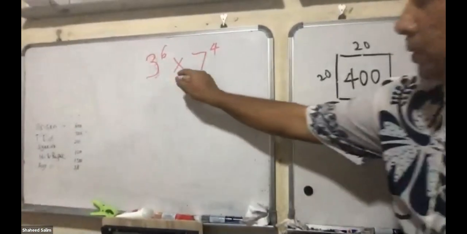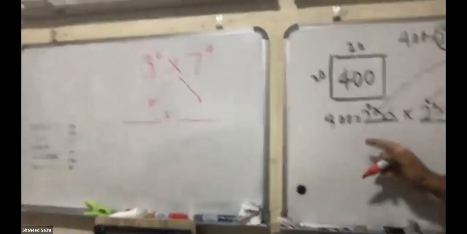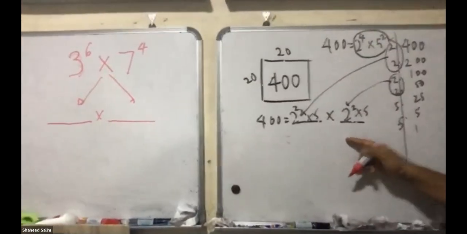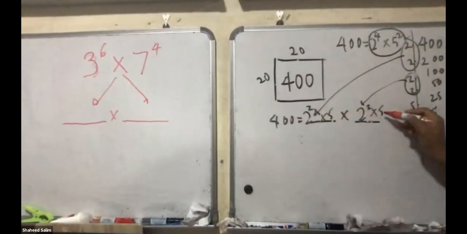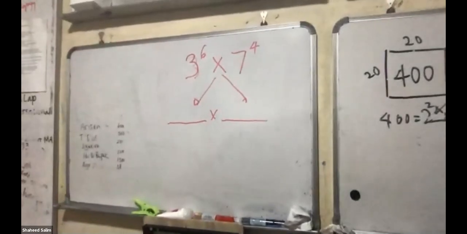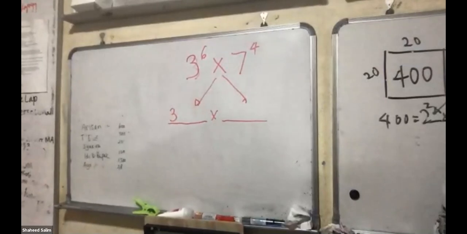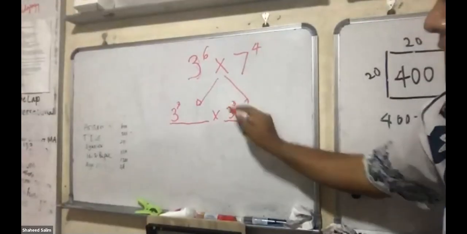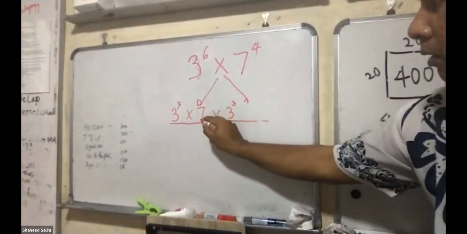So can you split it into 2 groups? Can you try now? What times what? Look at the pattern here. What did I do? 2 to the power of 4, I put 2 power 2, 2 power 2. 5 power 2 becomes 5 power 1, 5 power 1. What about this one down here? 3 to the power 6. How many do we put down here? Anyone? 3 to the power of? 3. And then down here, 3 to the power of 3. 7 to the power of 4. What do we put down here? 7 to the power of? 2. 7 to the power of 2.